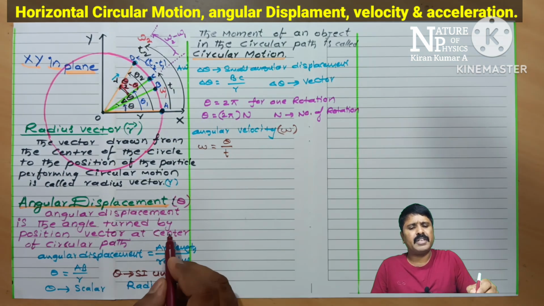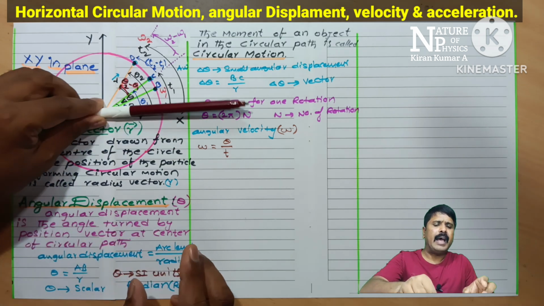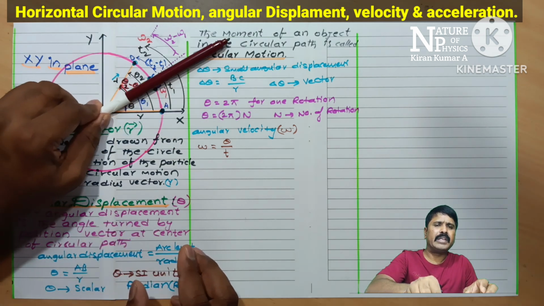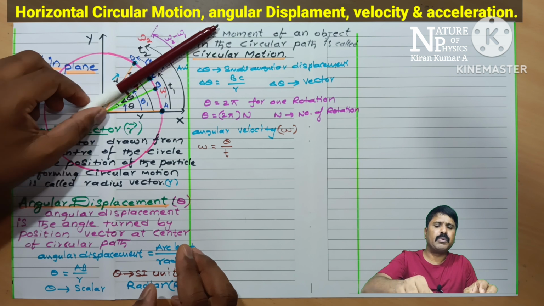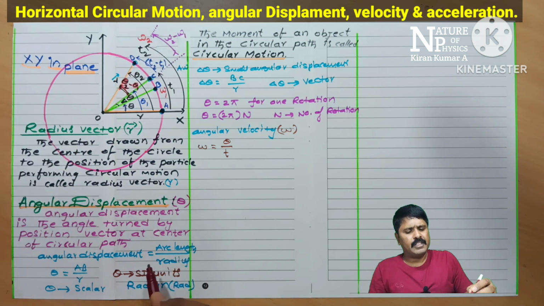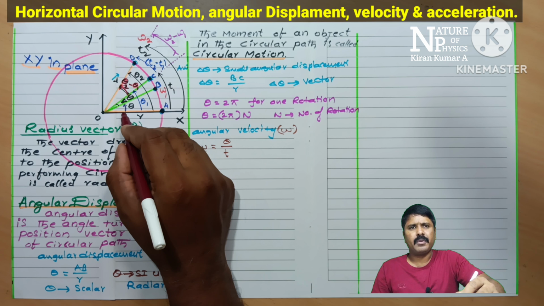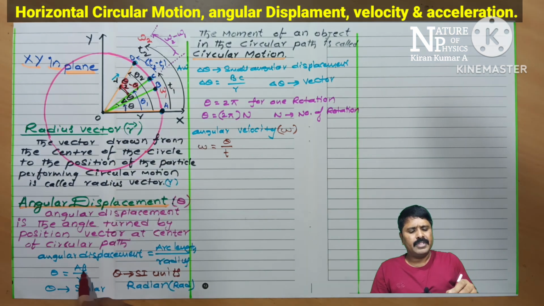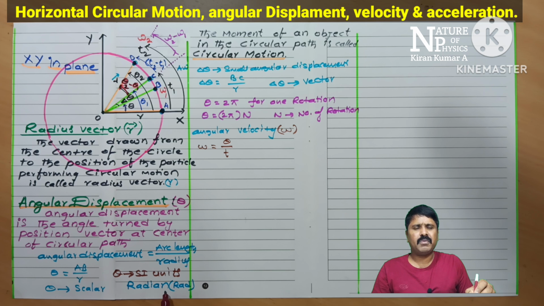Next, angular displacement. Angular displacement is nothing but the angle turned by the position vector with respect to the center, student. Angular displacement is equal to arc length by radius. So theta is equal to AB according to the diagram, theta is equal to AB divided by R, that is arc length by radius, student. It is a scalar quantity because large angles are scalar quantities, they do not obey the law of vector addition, and the SI unit of theta is the radian, student.